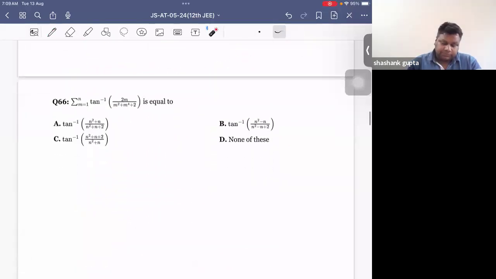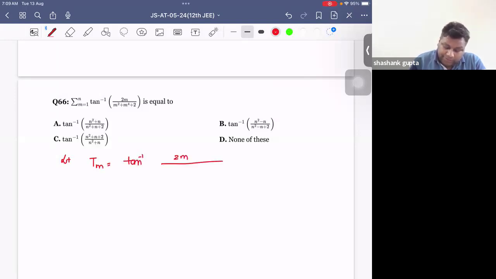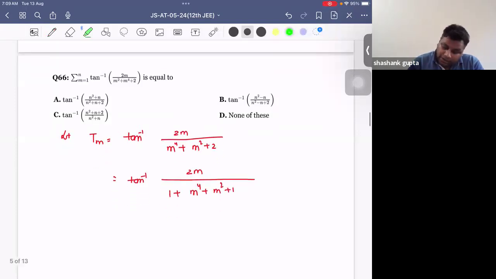Now see this one. Very popular question, a variety in inverse trigonometric functions, telescopic. See, Tm is given to you as tan inverse of 2m upon m raised to the power 4 plus m square plus 2. This is your Tm. This is tan inverse of 2m upon, I can write it as 1 plus m to the power 4 plus m square plus 1. Now this thing.